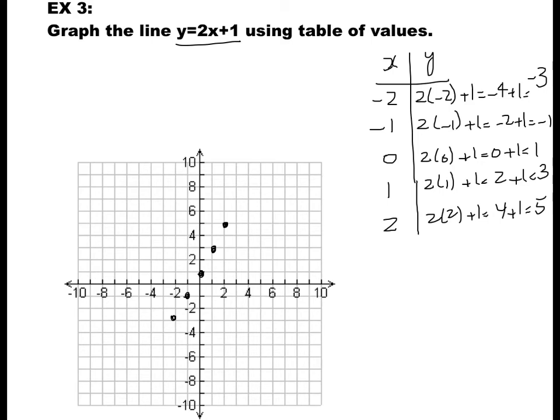Then what you do is that you put the ruler and then you draw the line going through these 5 points.